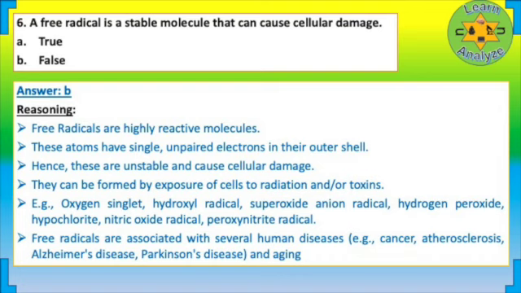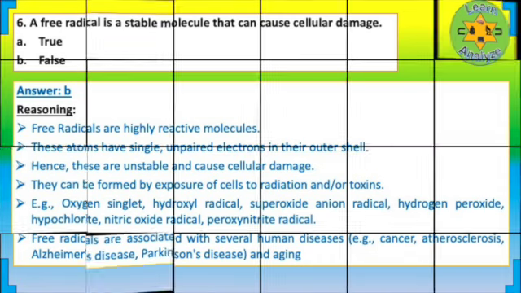Examples are oxygen singlet, hydroxyl radical, superoxide anion radical, hydrogen peroxide, hypochlorite, nitric oxide radical, peroxynitrite radical. Free radicals are associated with several human diseases. Examples: cancer, arteriosclerosis, Alzheimer's, and Parkinson's, and aging.